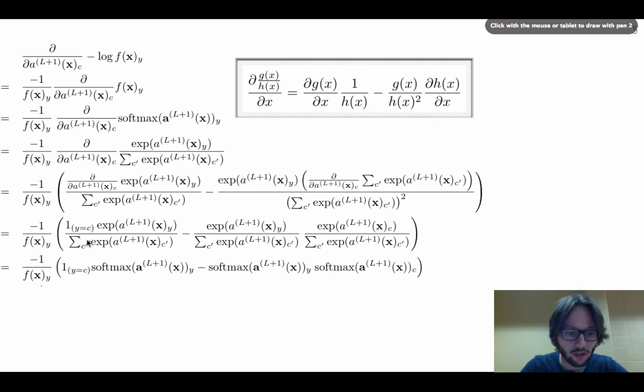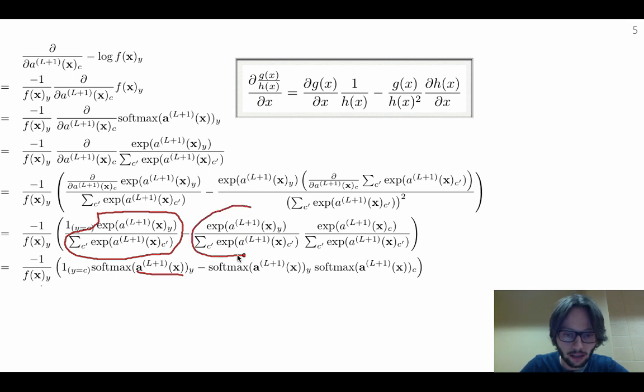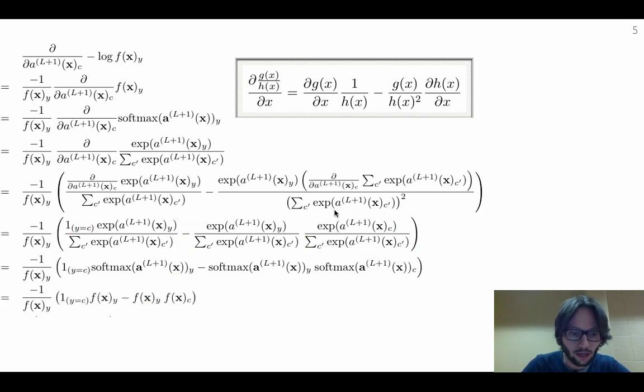Now, let's use again the definition of softmax. We actually notice that this here is the yth element of the softmax on the pre-activation vector. Same thing can be said for this term here. And now this term is actually not the yth, but the cth element of the softmax of the pre-activation. So I have the cth here. And now again, we realize that the softmax of the pre-activation is just the output, so the activation of the output layer. So that's f of x. So I can replace the softmax by f of x here, here, and here. And now we notice that we're multiplying in front by minus 1 over f of xy. I have f of xy here, f of xy here. So I can actually cancel that with both these factors.